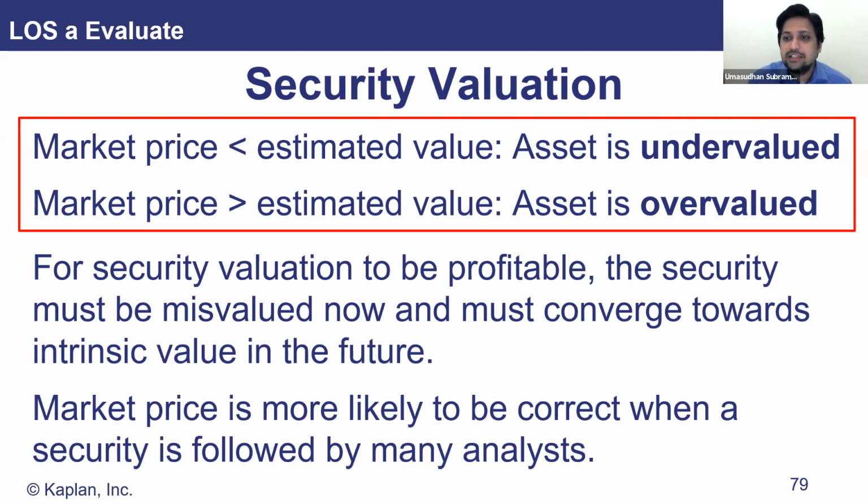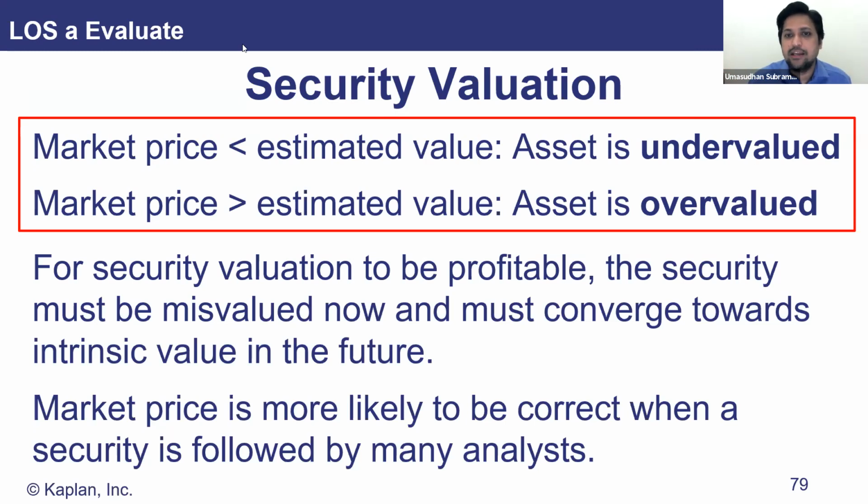So the fundamental notion is that everybody expects stock prices to converge towards their intrinsic value over a period of time. One of the criticisms you could raise is that security prices might never reach their intrinsic value, meaning a stock can continue to be overpriced or continue to be underpriced.